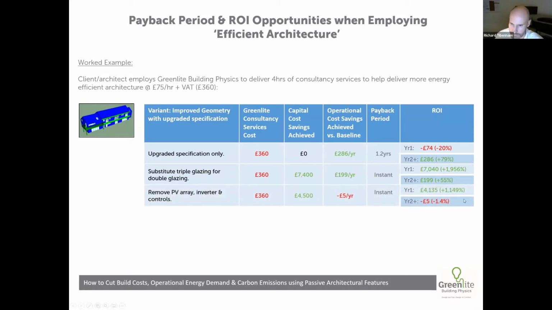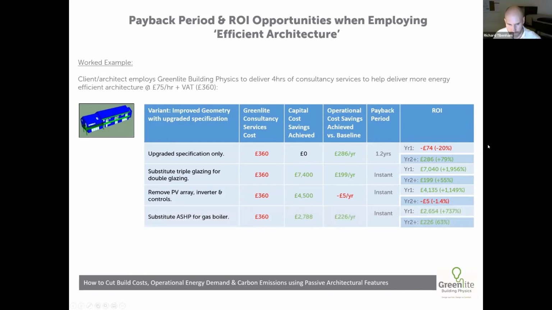Likewise, the PV array could save over £4,000 at the build stage. In year 2 onwards, you're only incurring an additional £5 on your energy costs because you're benefiting from those cost savings made available through the improved geometry. Obviously, if you do want to put the PV on at a later stage, then that's something that you can do, but you've got the foundations right by reducing the energy demand in the first place. Finally, if we look at the gas boiler substitution, save £2,654 in that first year, and then moving forward, you'd still be saving £226 per year.